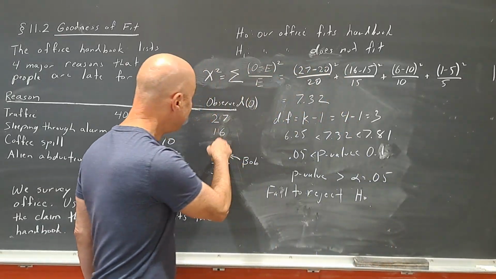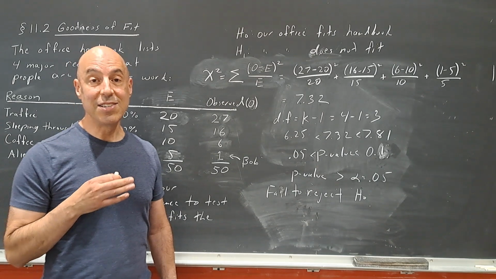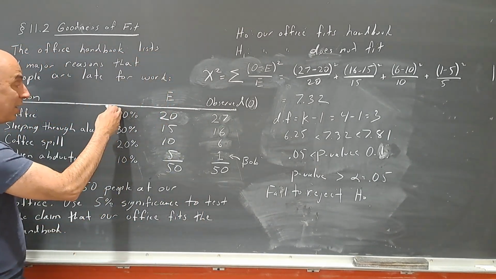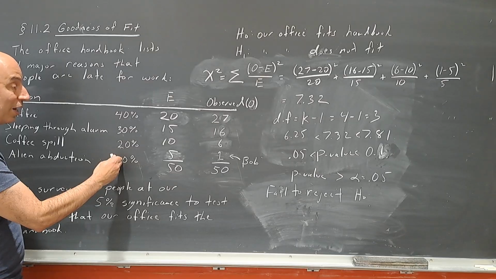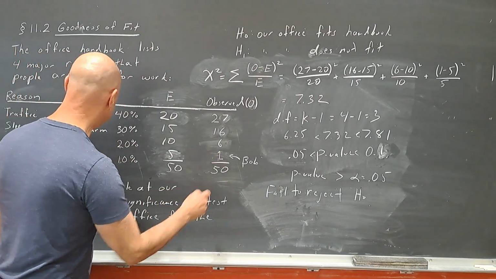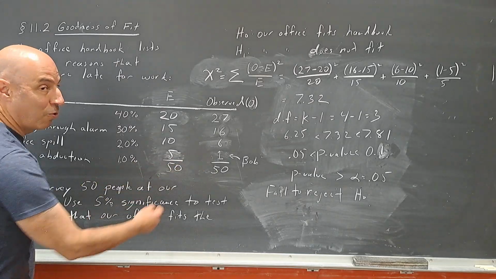So in other words, the data that we collected from 50 people does not give us sufficient reason to reject the distribution that we were given in the office. Not at the 5% level, it doesn't. Although we can see that the aliens are definitely underperforming in our office.